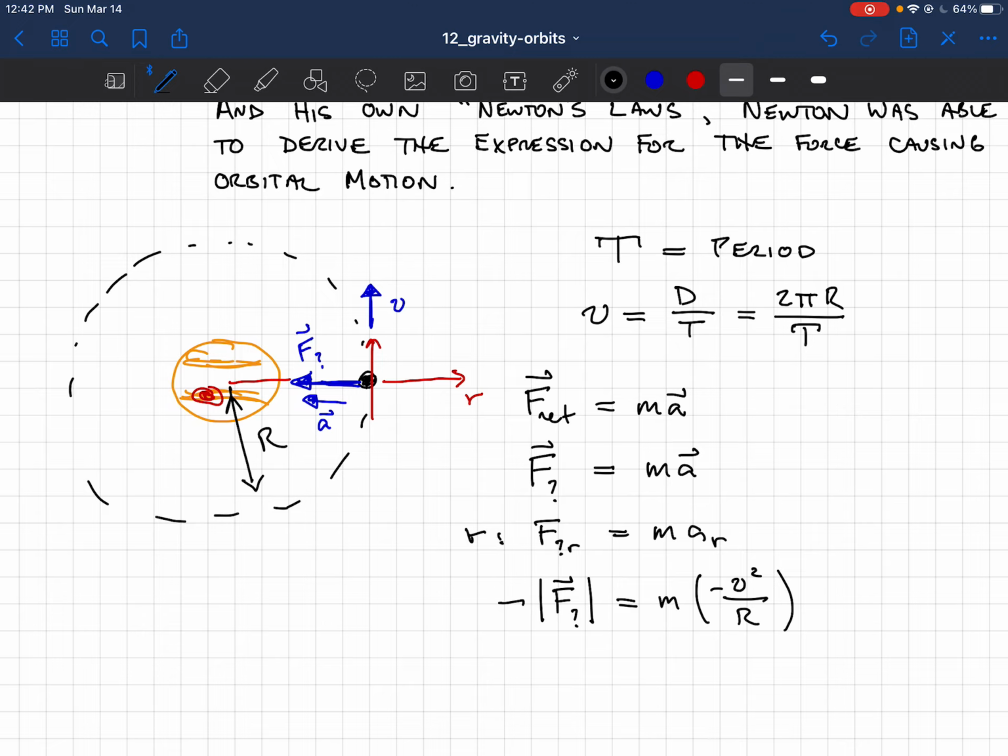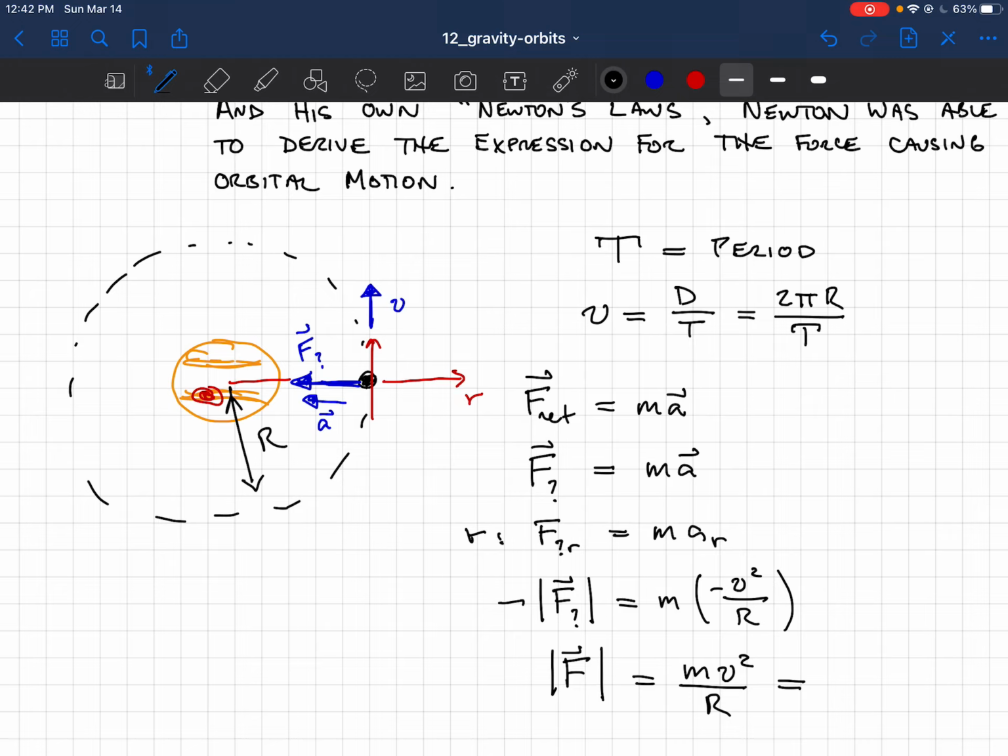So what's the point of this? Well, Newton knew that in order for an object to travel in a circle, there must be a force causing it to do so. And what he did was he used this expression to determine all the properties of that force, to effectively write down the equation for that force. So what does this give us? Well, first of all, we see that the magnitude of this unknown force is equal to mv squared over r.